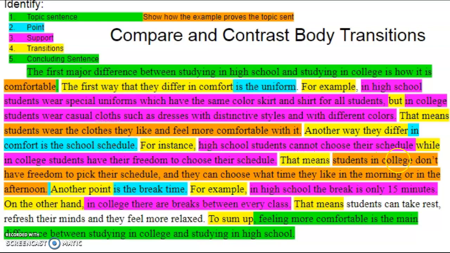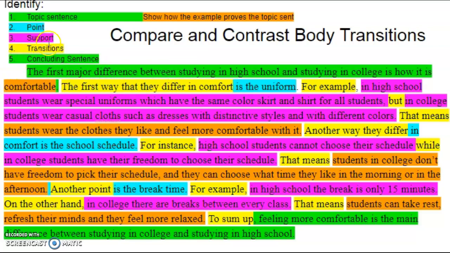That means students at college have the freedom to pick their schedule, and they can choose what time they like in the morning or in the afternoon, which is, again, showing how there's more comfort in college. And then finally, the last point, an example, which means students can take rest, refresh their minds, and feel more relaxed, which is another example of supporting that these two things are different in comfort.